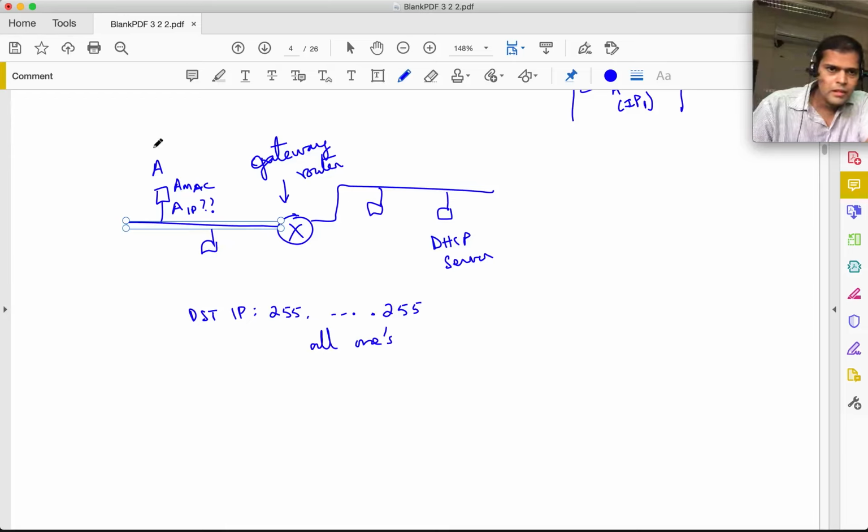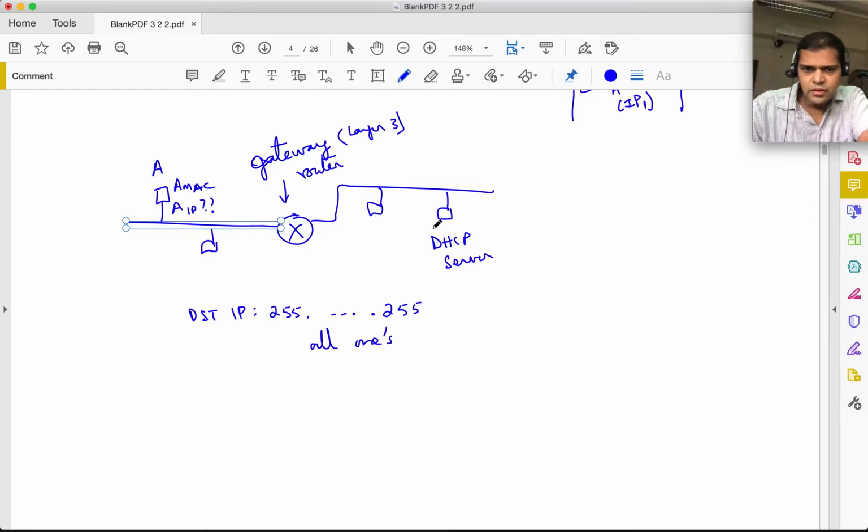Okay. So we send out a broadcast at the MAC layer and also at the IP layer. This is layer 3, so the router is not going to forward an IP broadcast beyond it. And the DHCP server is not in this particular subnetwork, right? It's somewhere else.